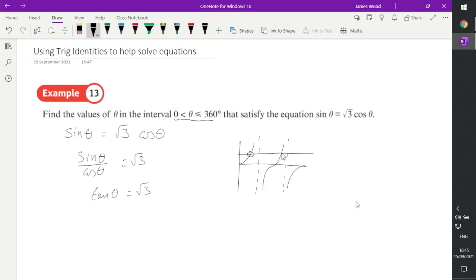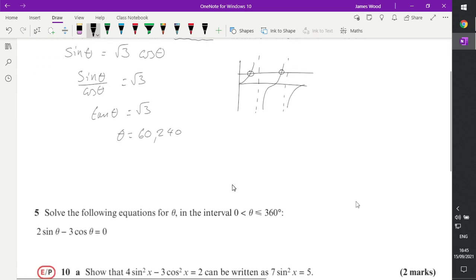So we're going to get two solutions. So theta, I've got to do inverse tan of root 3, which is 60. And to find the next one, I can just add on 180. So that's 240. There we go. Let's get another one.